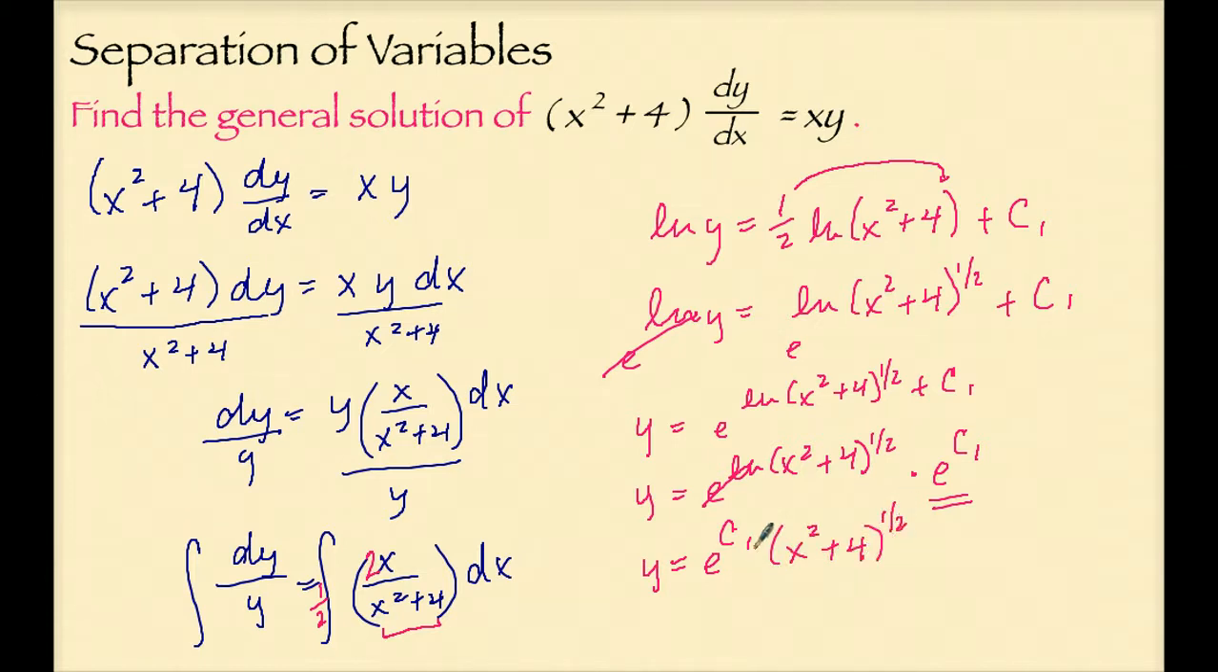But since e to the c sub 1 is simply another constant, my final version will be y equals c times the quantity x squared plus 4 to the 1/2 power. And that's your general solution.